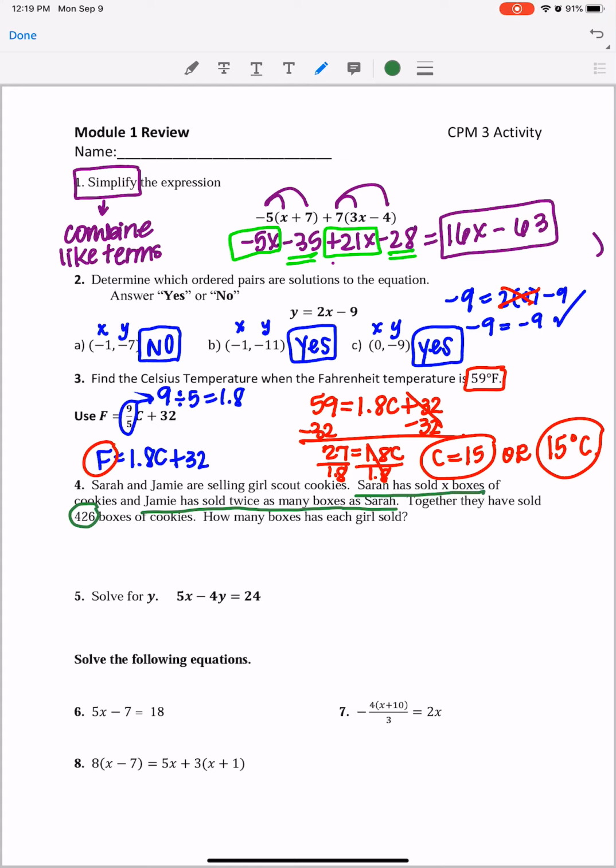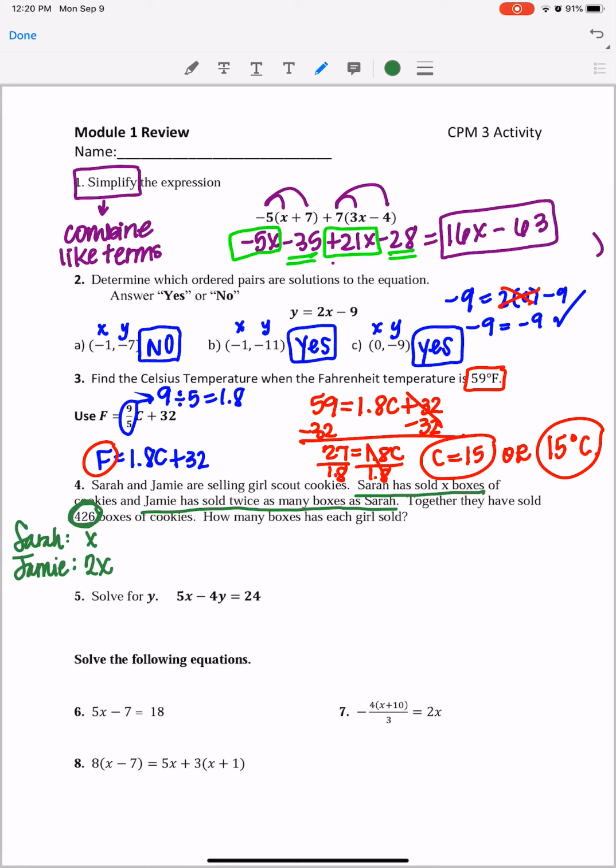How many boxes has each girl sold? So we've got 2 characters here. We've got Sarah and we have Jamie. It specifically tells me that Sarah has sold X boxes. And then Jamie has sold twice as many. So since Jamie has sold twice as many, that's 2X. So set up an equation and solve.